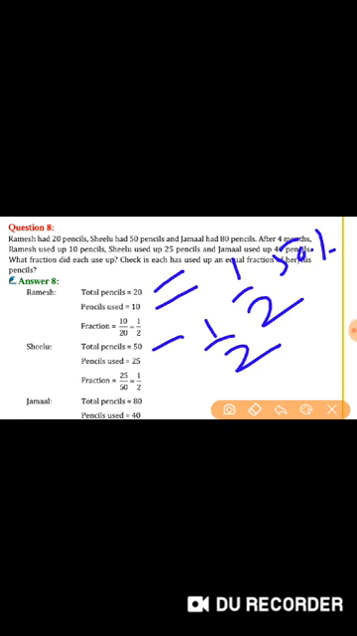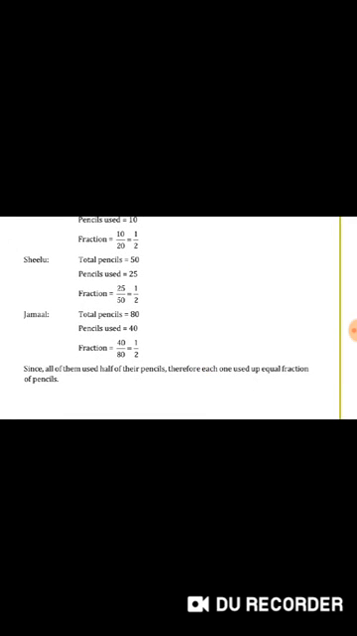Out of 80, 40 means it is also half. Yes, all are equal in fractions. By sentence, how we can write like this: since all of them used the half of their pencil, therefore each one used up the equal fractions of pencils.